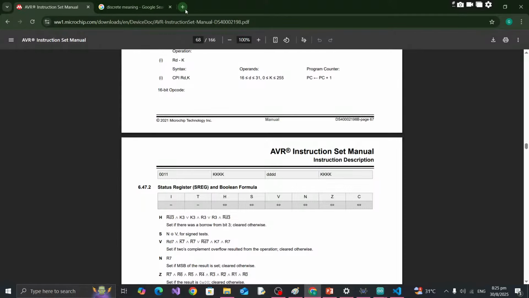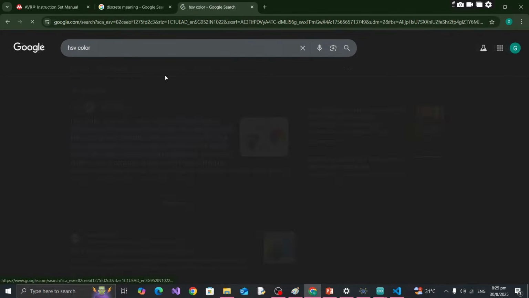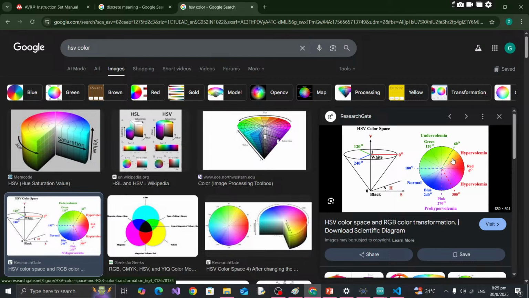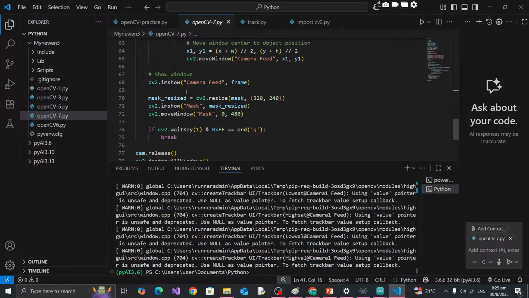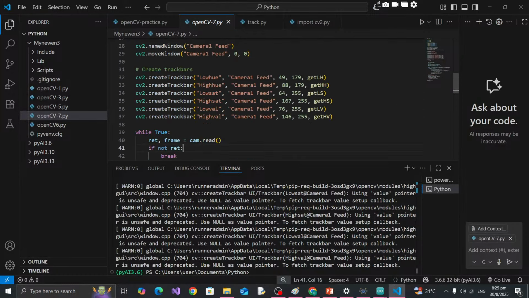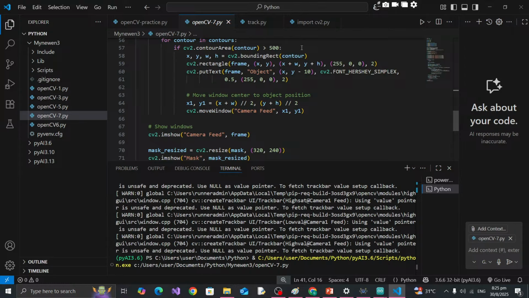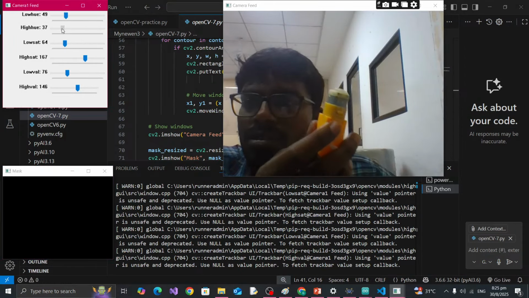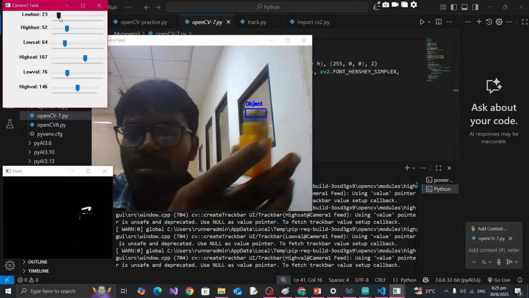Please stay on the line. In HSV, we can check for the yellow color. For yellow, it is 0 to 90. No, this is not 90, this is 45. So between 0 and 45 we have yellow here. Okay, so let me track yellow. So between 0 and 45, so you can see.